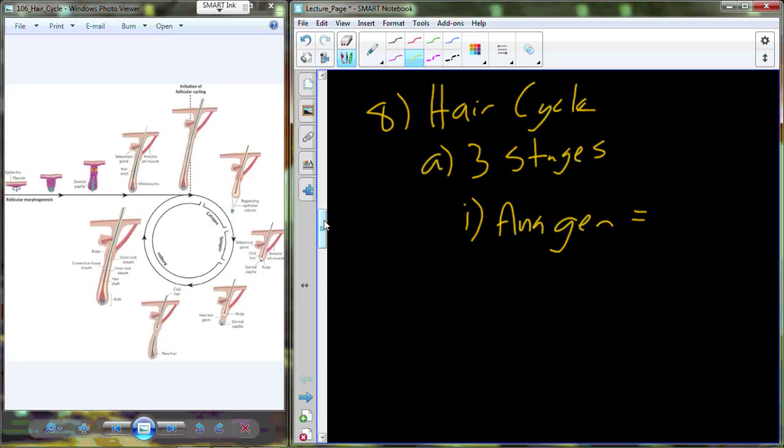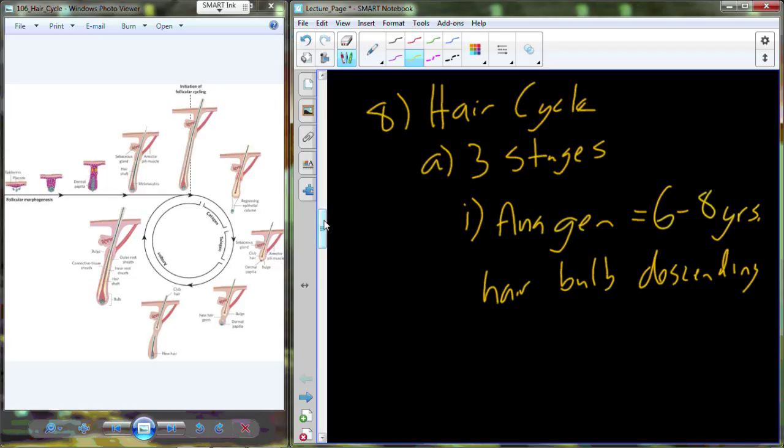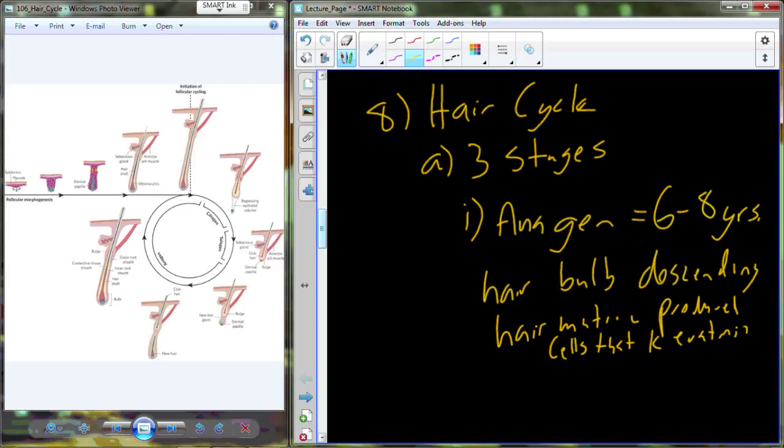All right. So there are three stages in the hair cycle. The first stage is anagen. And anagen lasts between 6 and 8 years. And during this time period, we have this structure that begins to develop that's known as the hair bulb. And the hair bulb begins to descend towards the hair matrix, which begins to produce cells that are going to begin to accumulate keratin, or what we would say is keratinize.